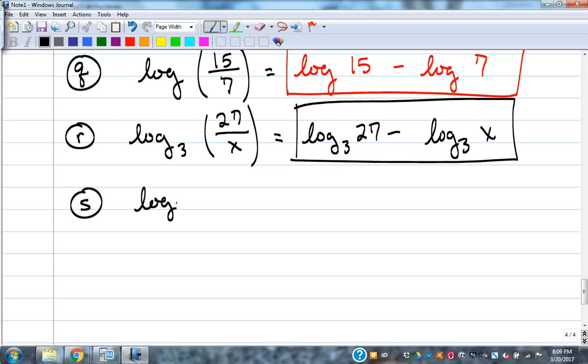Log base 2 of x squared. This is where we have maybe something different going on. Now, is that addition, multiplication, division, or a power? Power. So let's look at the power rule on our little handout here. What happens to the exponent? Where does it move to? The front.